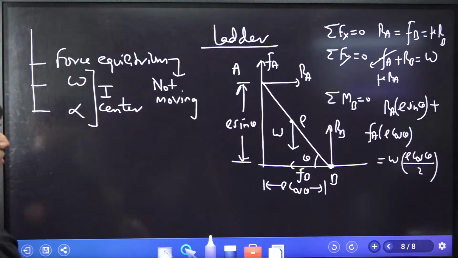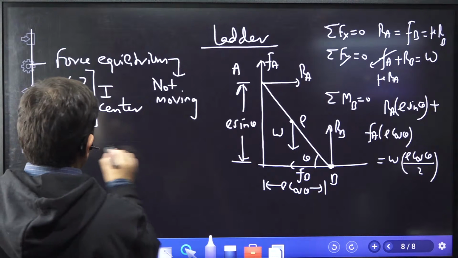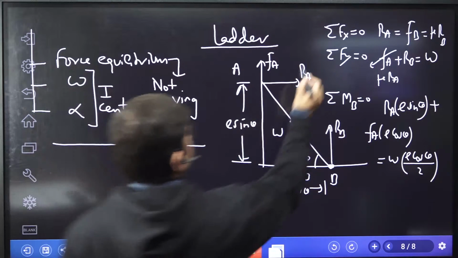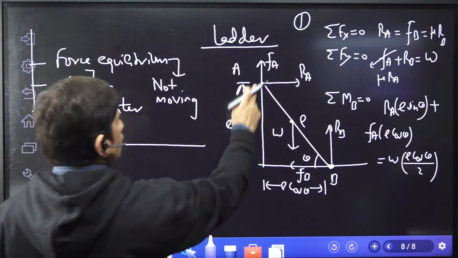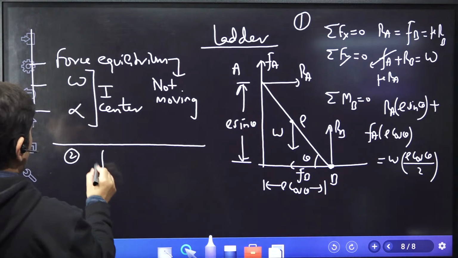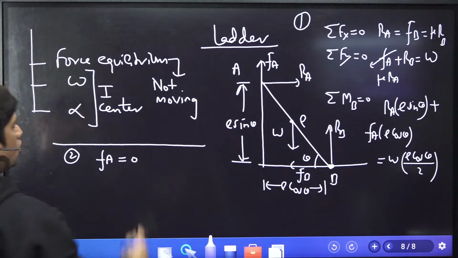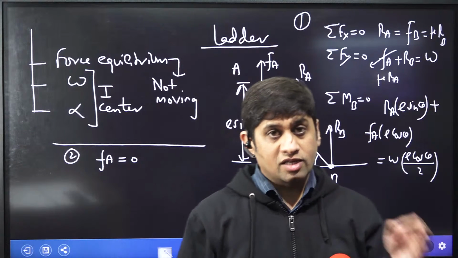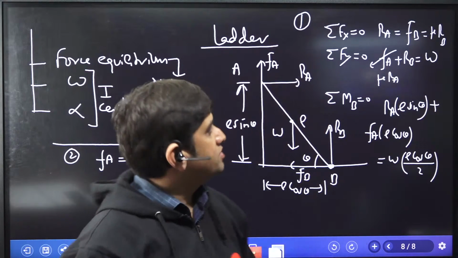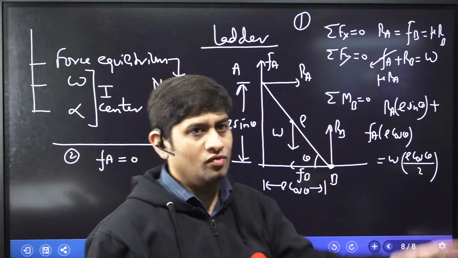Now the second case comes. This is the first case, the most generic case. The second case is no friction on the wall. So FA is 0. There is no friction here. That is possible. If there is no friction on the wall, FA will be 0. Just put FA as 0 and solve it.